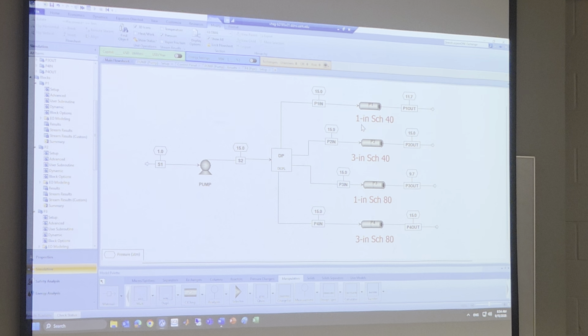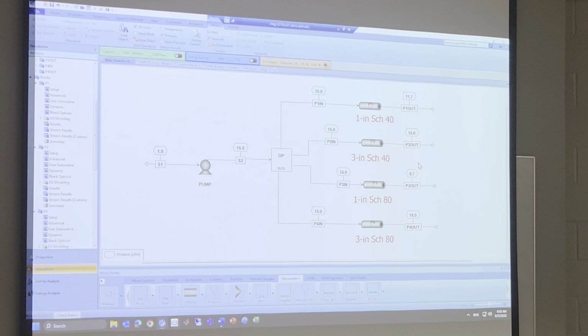Or let's look at 1 inch schedule 40, 1 inch schedule 80. So, pipe 1, pipe 3. We are looking at, because 3 inch schedule 40, 3 inch schedule 80, there's no pressure drop, as you can see. So, we are looking at pipe 1, pipe 3. 1 inch schedule 40, 1 inch schedule 80. And if you look at the pressure drop, 1 inch schedule 40 got about 3.3 ATM pressure dropping. 1 inch schedule 80, we got about 5.3 ATM pressure drop.